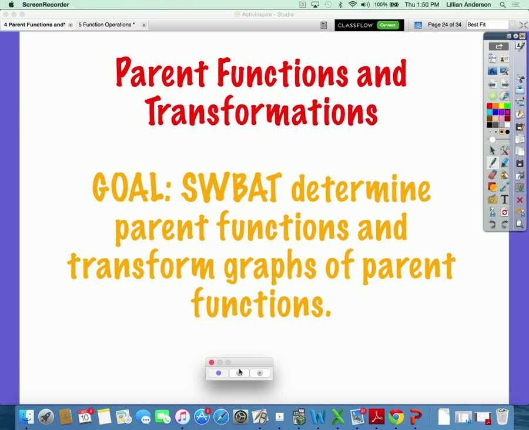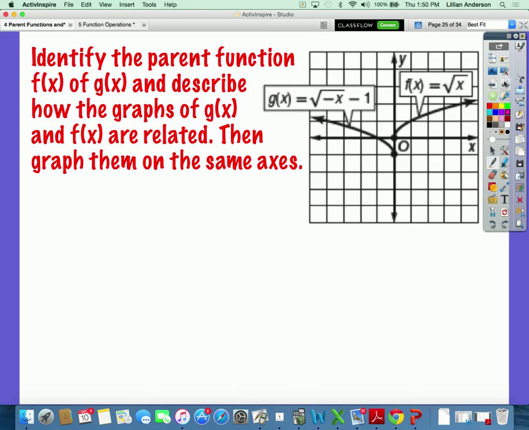So, like I said before, you guys are going to be able to determine parent functions and transformations of those parent functions. And we've gone over all of them. Now we got to put them into action. So here we go. I messed up on this one when I copied and pasted it over. But you might have a question like this that says, identify the parent function f of x of g of x. So you would not be given this part right here. You would only be given the function.